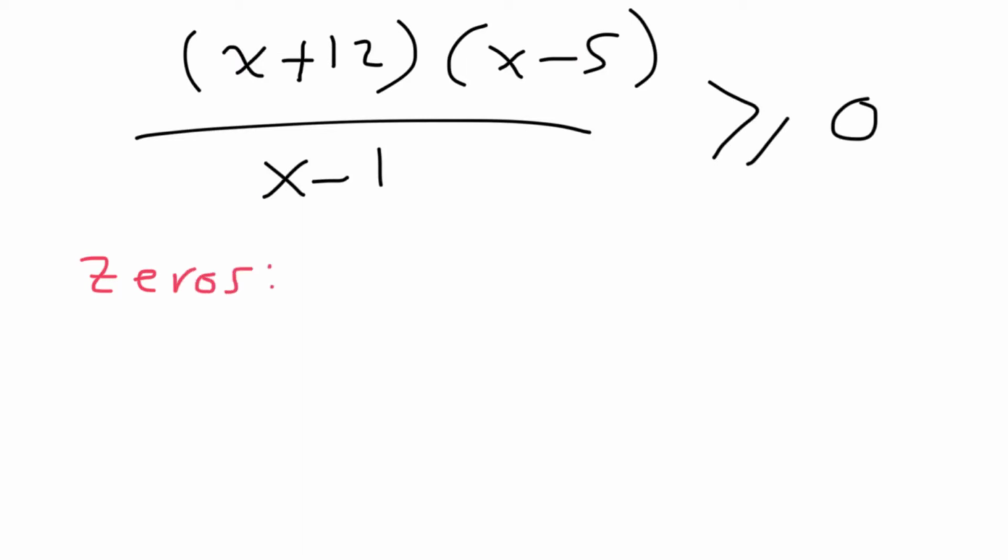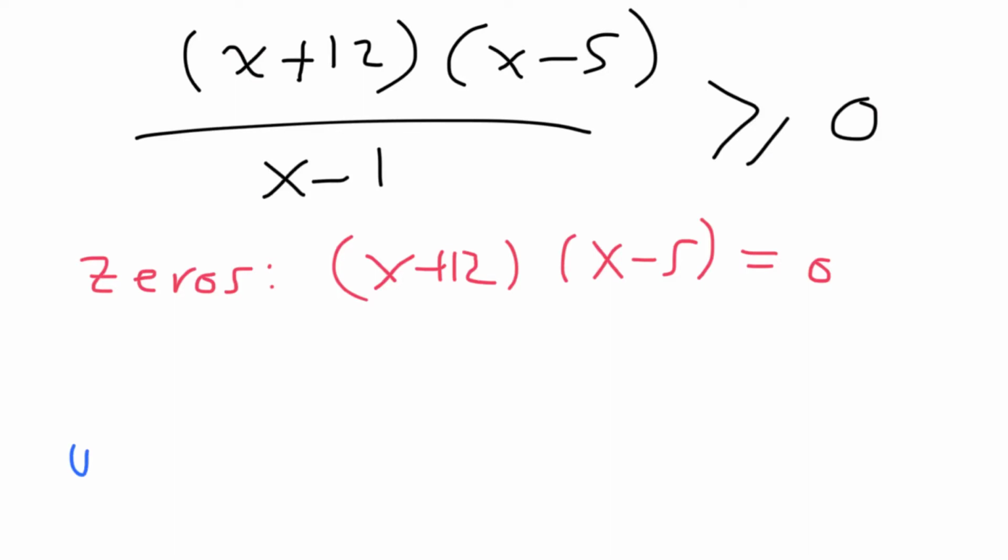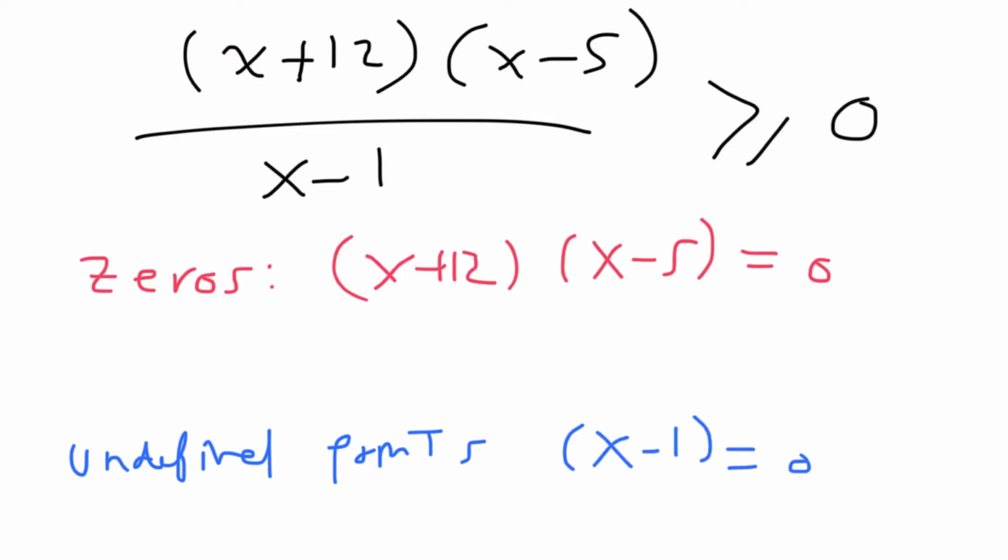The zeros are when (x + 12) times (x - 5) equals 0. And there are also undefined points, when x - 1 equals 0. So one comes from the numerator being 0, and one comes from the denominator being 0. The first one you know already: x equals -12 or 5. And the second one means x equals 1.